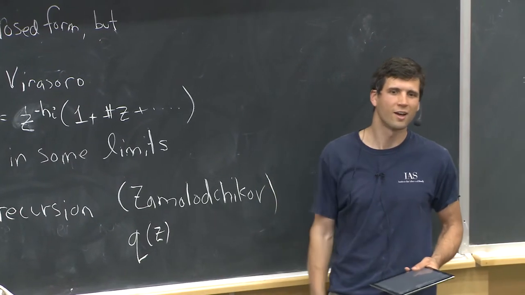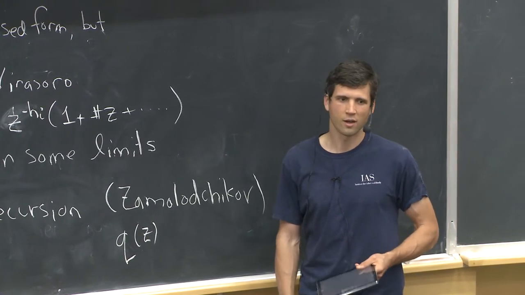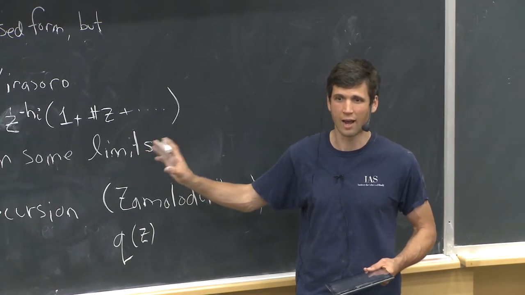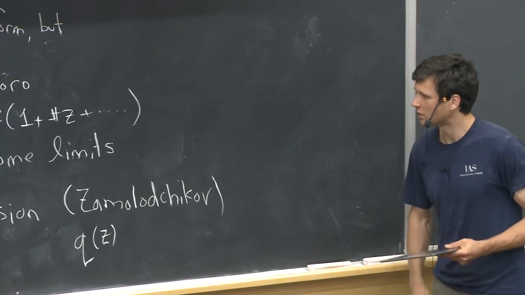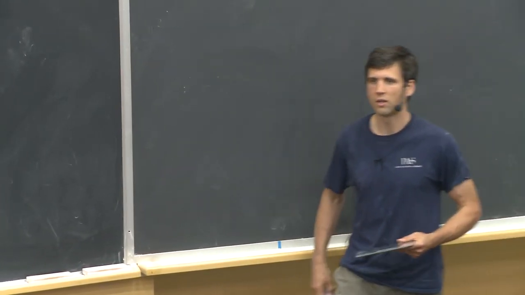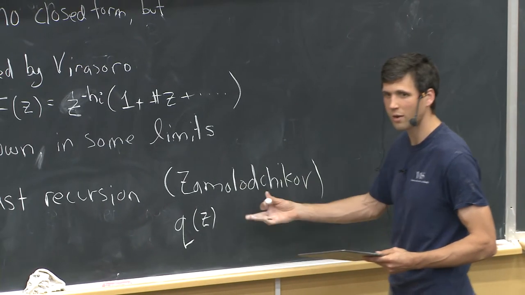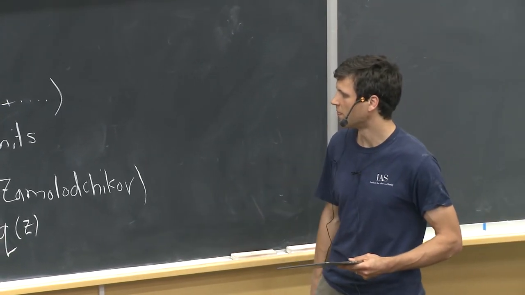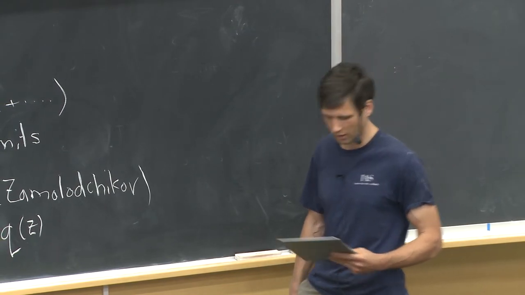But anyway, you can use this recursion formula to calculate the blocks to order q to the 100, q to the 1,000. And at least as long as you stick in Euclidean signature, these formulas are basically numerically exact. You can calculate these things to many, many digits. Now, the situation is more complicated when you go to Lorentzian signature, because then you can have tiny, tiny exponential tails in these functions that you're very interested in, and then you can only get so far with numerics, but you can actually get pretty far.